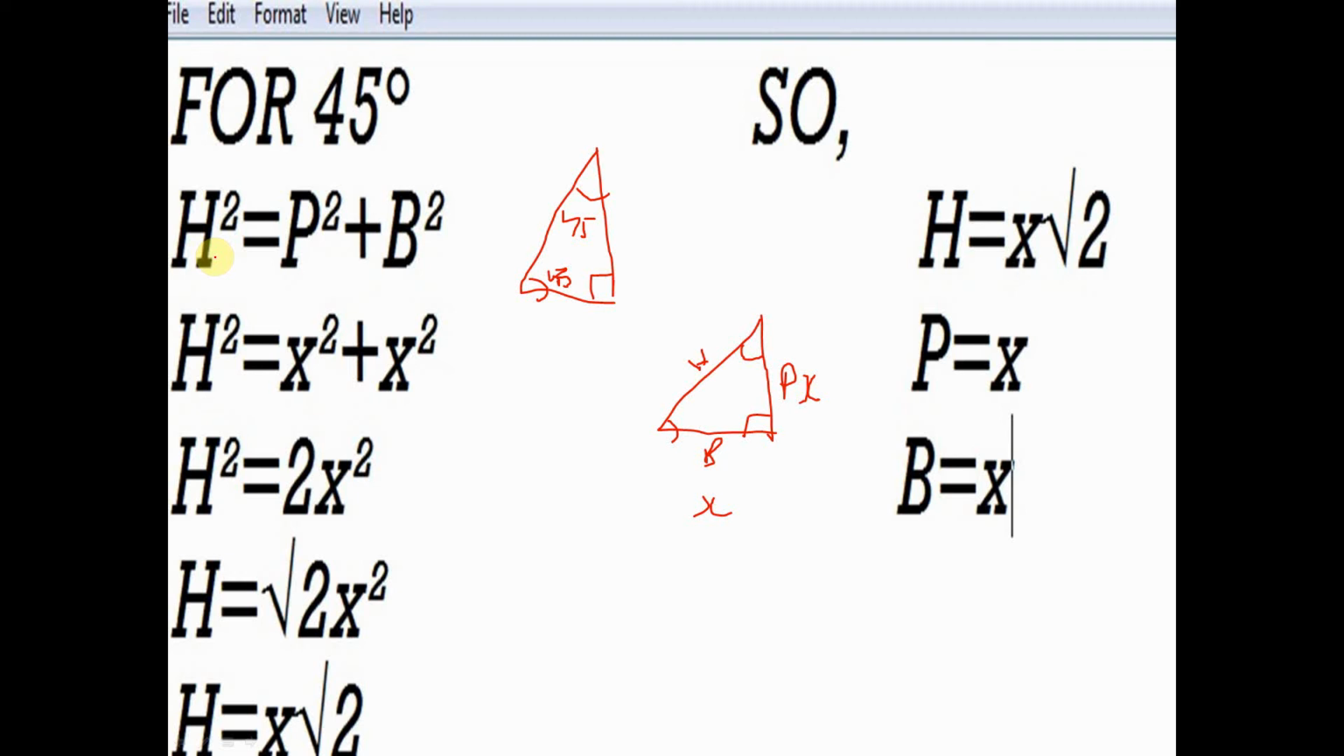So h is equal to square root 2x square. Now x is in square, so x will come out of the root. Then h is equal to x root 2. Now we get the value of x. We have taken p is equal to x already, b is equal to x. We have to find h. We have found it. The value of h is x root 2.